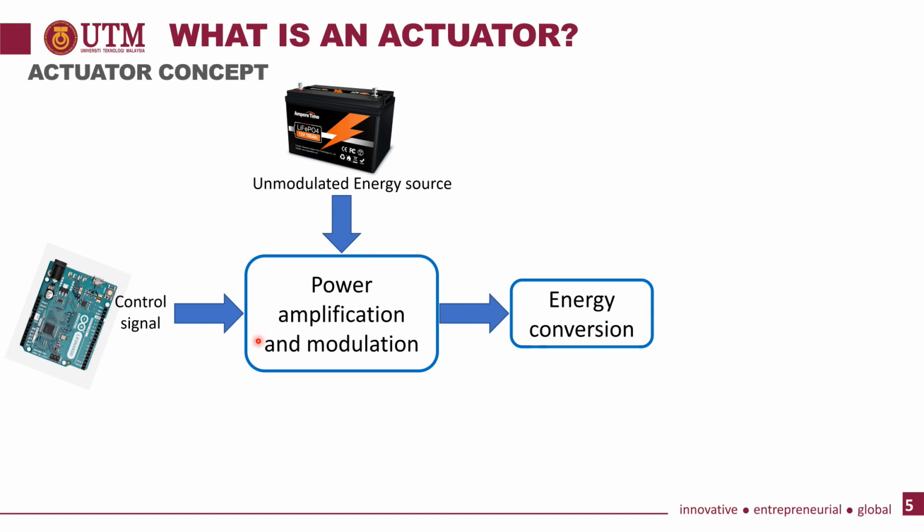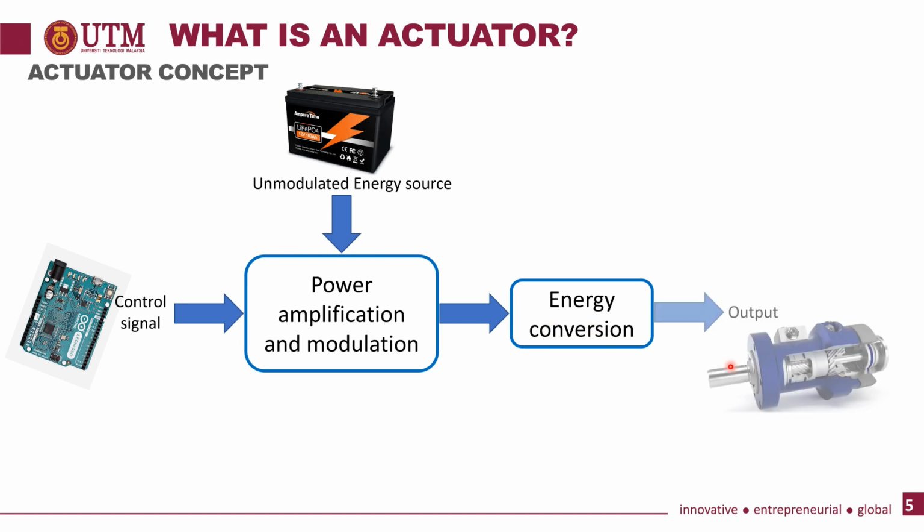All right, so from the control signal, the actuator gets the energy from the unmodulated energy source, and the power will be amplified, and then it will convert from the voltage to the output here. Okay, the output is the actuator, so it will move the actuator. All right, so in this case, it will rotate this motor.